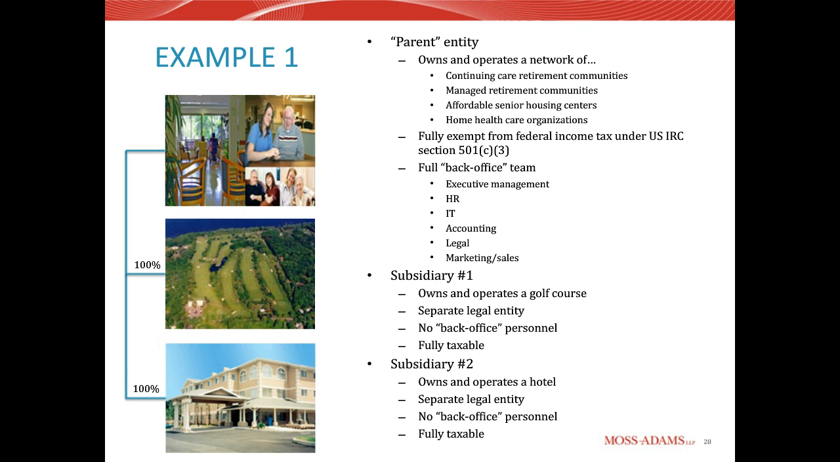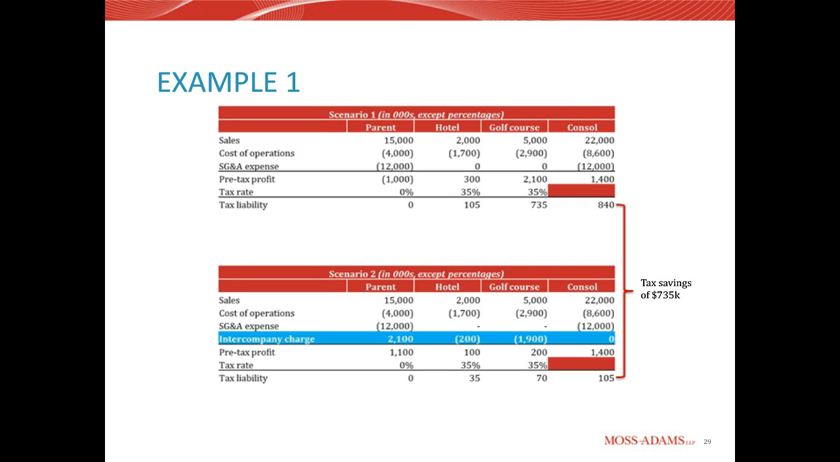So now let's look at the numerical impact of this. In the top section of the slide, you can see the income statements for each of the entities before any intercompany charge or cost allocations from the parent entity. On this basis, the group would end up having a tax liability of about $840,000.